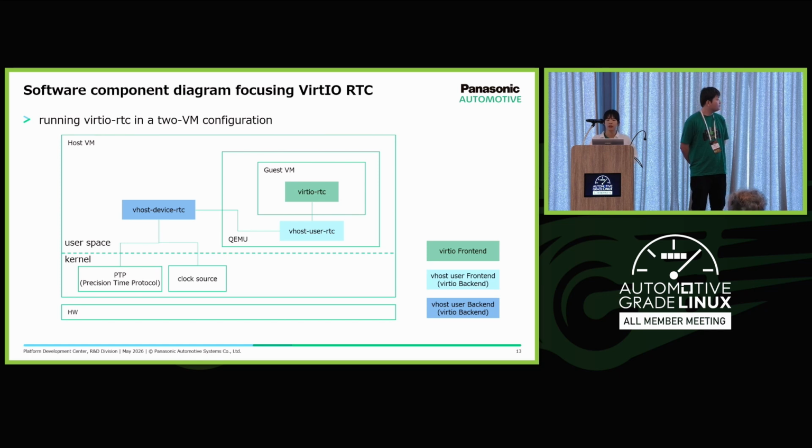This is an overview diagram of the Virtio-rtc. The VirtIO backend is provided as a vhost user and retrieves time information from PTP or clock source located in the host VM's kernel layer.